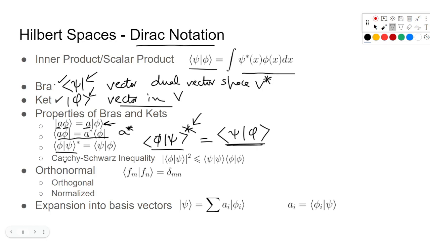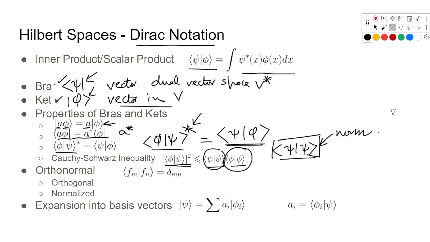Next we come to the Cauchy-Schwarz inequality, which states that the square of this inner product is less than or equal to these two inner products, basically the psi multiplied by psi and the phi multiplied by phi. So this is called the norm of a vector. This is called the norm of this vector.